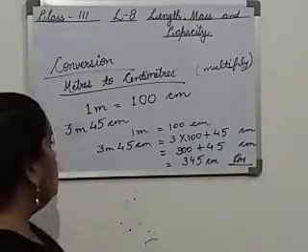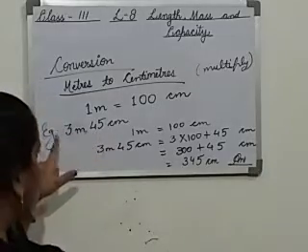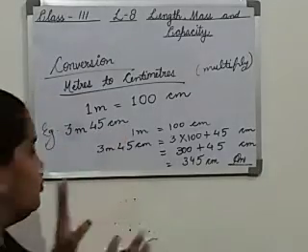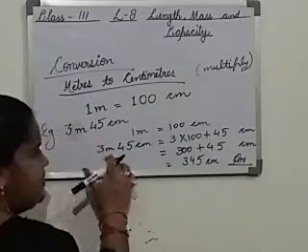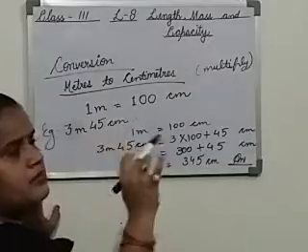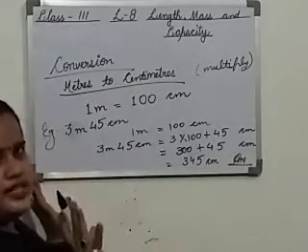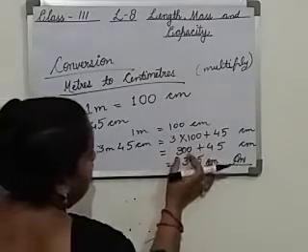Once again I am telling you, over here 45 is already in centimeters, so no need to change this 45. Nothing we will do. Only we will change this 3 meter as we have done in the previous question. 2 meter was the question. So what we have done? 1 meter equals to 100 centimeter. 2 meter equals to 2 multiply 100, 200 centimeter. So similarly till here we will do like this.